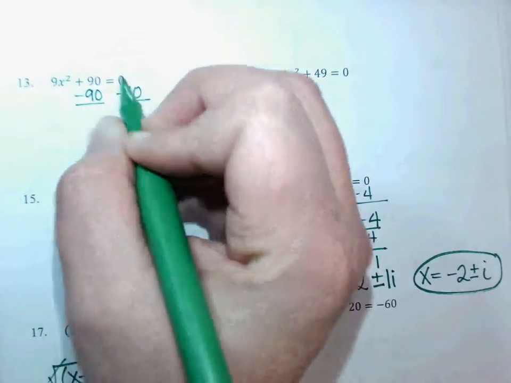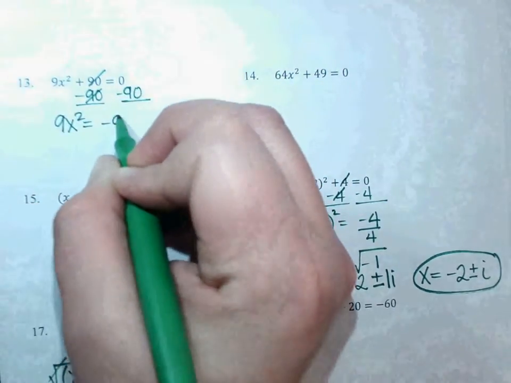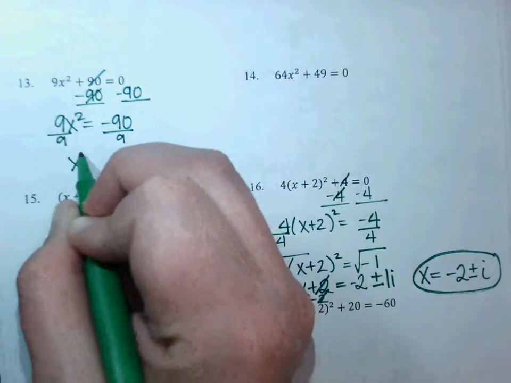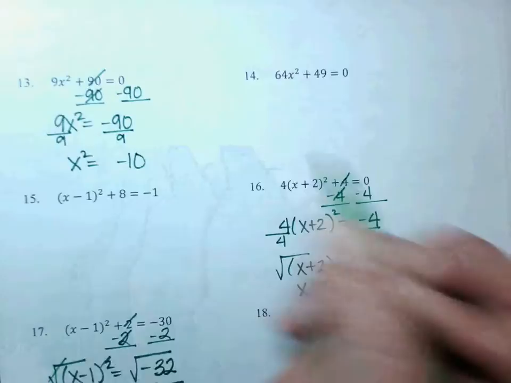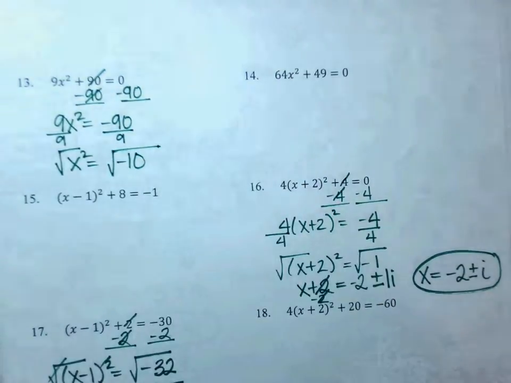Do you divide the 9 by 90? Uh-huh. 9x squared is negative 90, then divide by 9. What's left over? Negative 10. Then what do I do? Square root. And then when you look at 10, is there anything on the list that 10 can divide by? No, so you would just leave it.